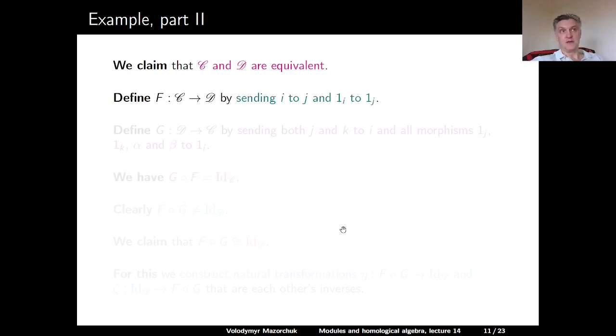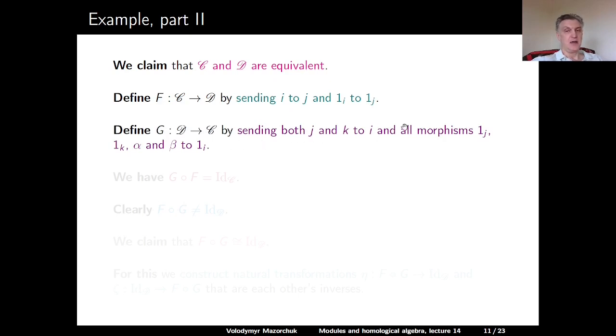For this, we define two quasi-inverse equivalences between these categories. We define the functor f from C to D by sending the object I to the object J and the morphism 1I to the morphism 1J. Define the functor g from D to C by sending both objects J and K to I and all morphisms 1J, 1K, alpha, and beta to 1I.